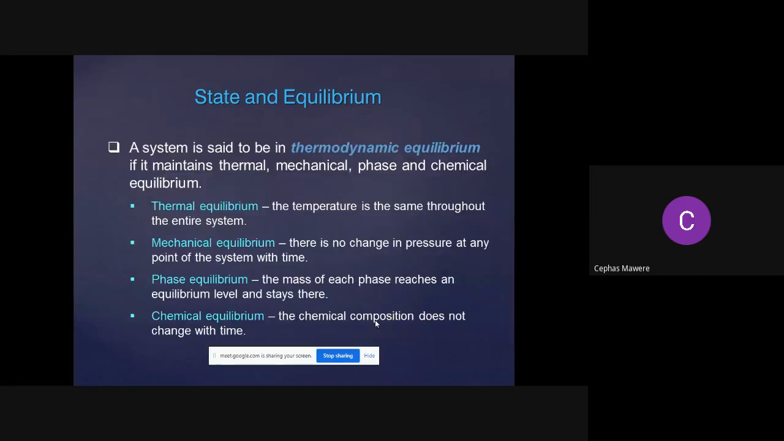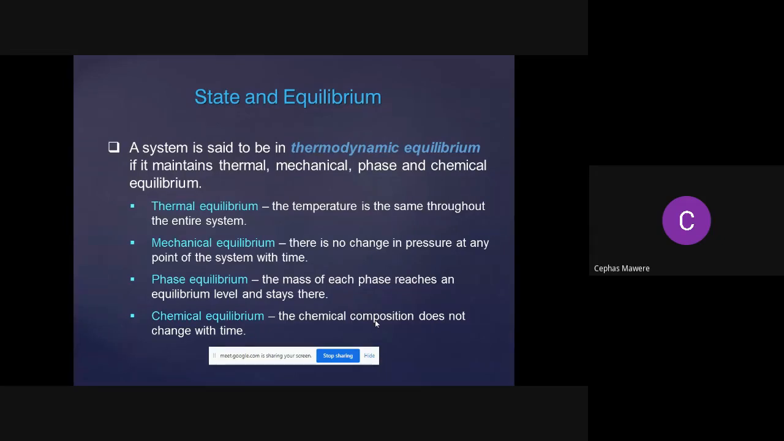Okay, so basically, if you are saying a system is in thermodynamic equilibrium, that system should have four different types of equilibrium coming together. The first one is thermal equilibrium. In other words, the temperature should be the same throughout the entire system.